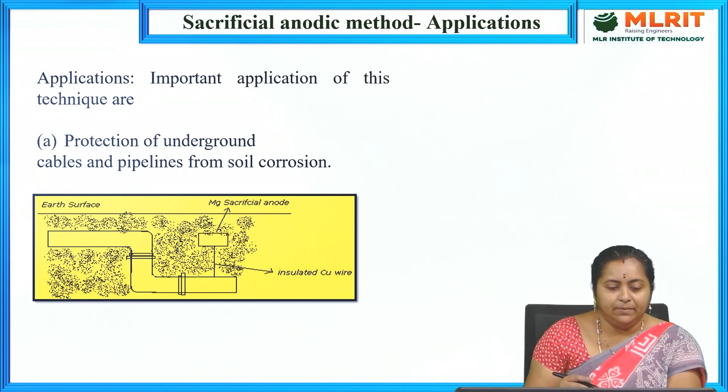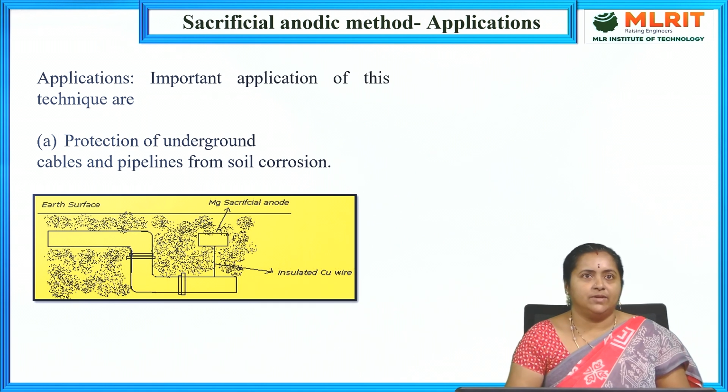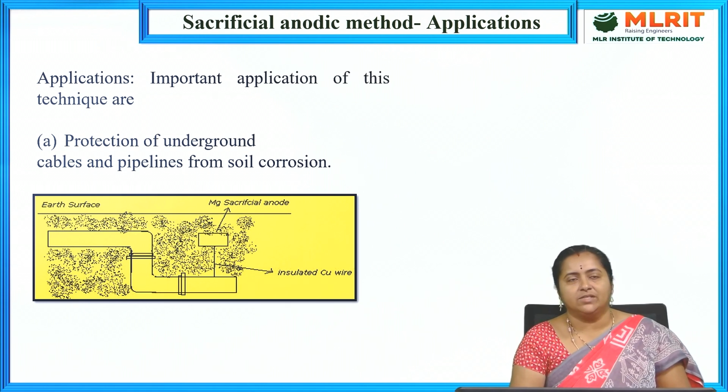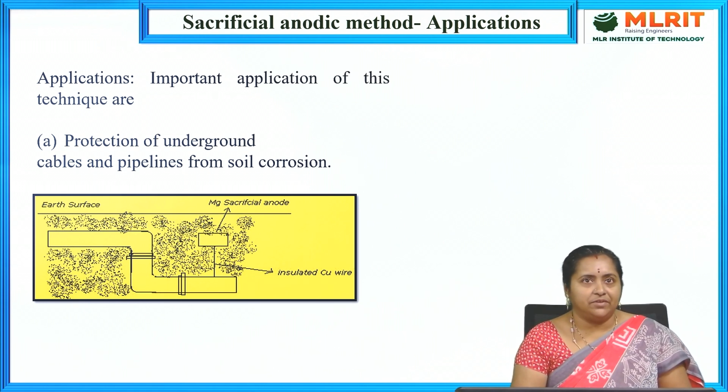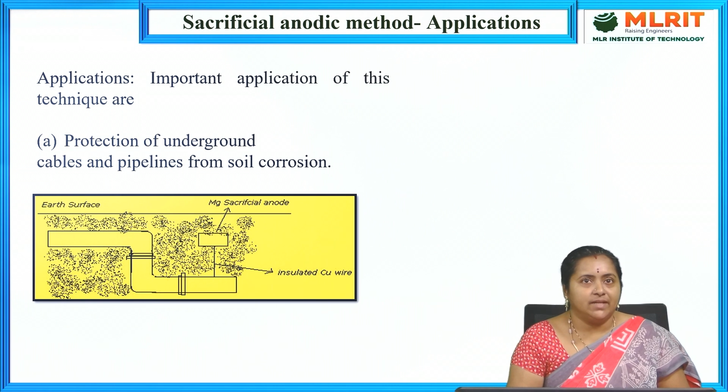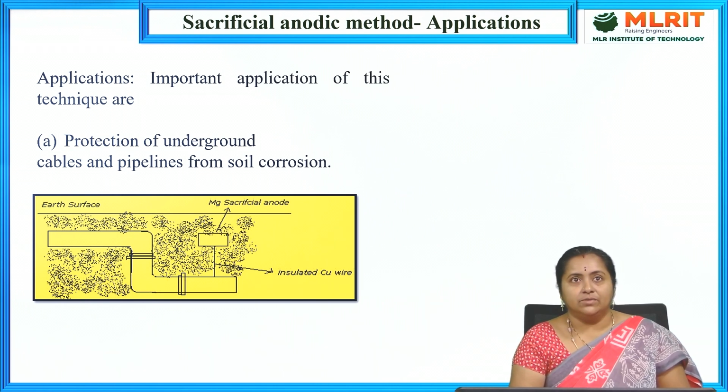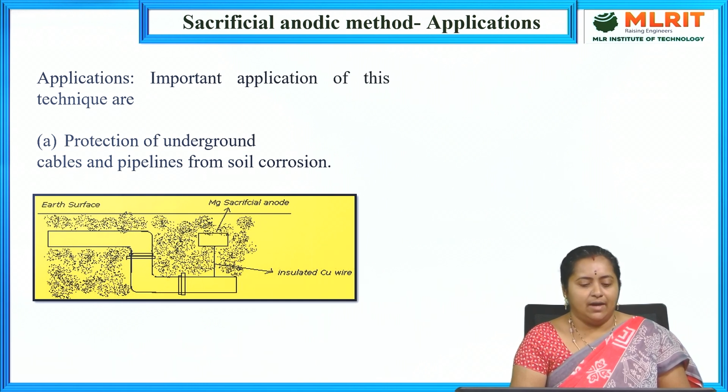Say for example, as I told you, one buried pipeline. That pipeline is used to carry any kind of natural gas or crude oil or some kind of chemicals which is present underground, that is soil, or we can say marine environment. So all these things can be protected or prevented from corrosion reaction by applying the sacrificial anode method.